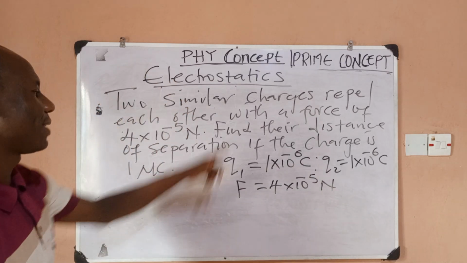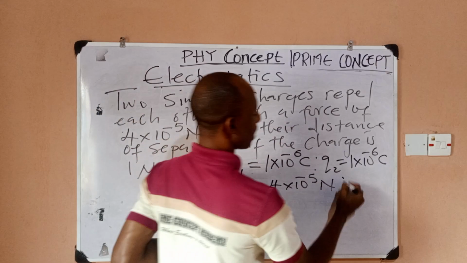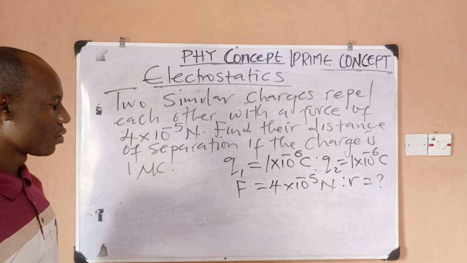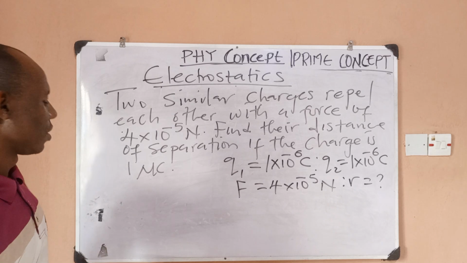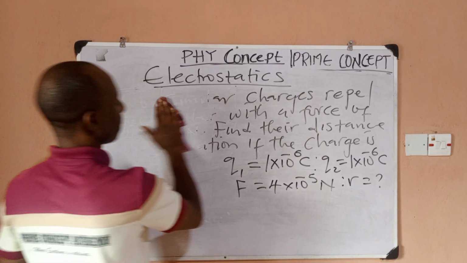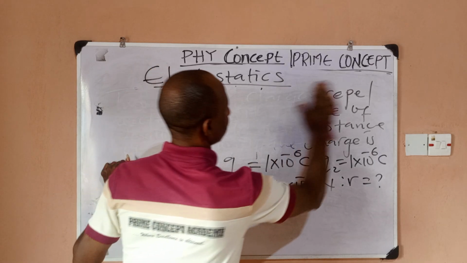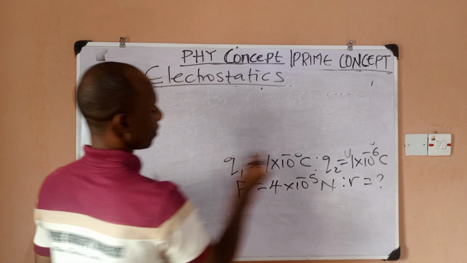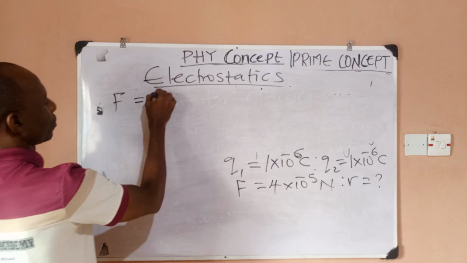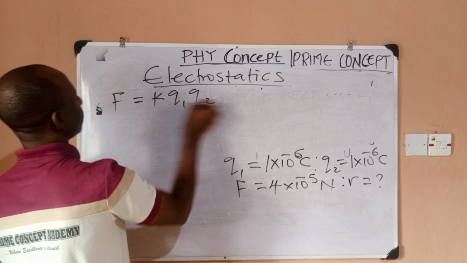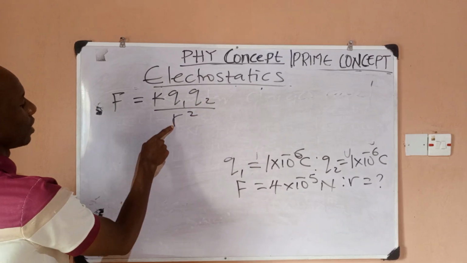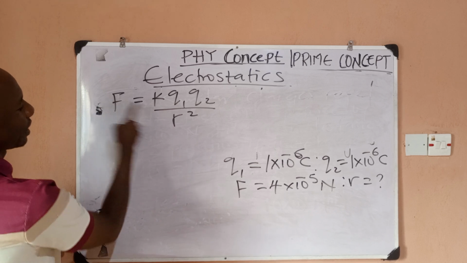So the question says find their distance of separation. So we're looking for R in this question. We want to find R. Now, to find R, we recall the formula for Coulomb's force. So the formula says F equals K Q1 Q2 over R squared. Since I'm looking for R, I'm going to make it the subject. So I'm going to push R here and take F down.